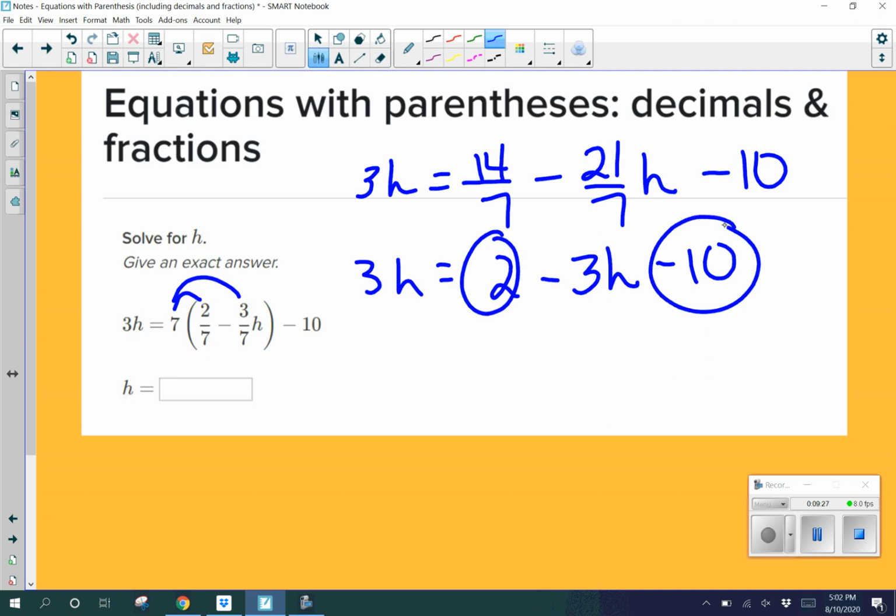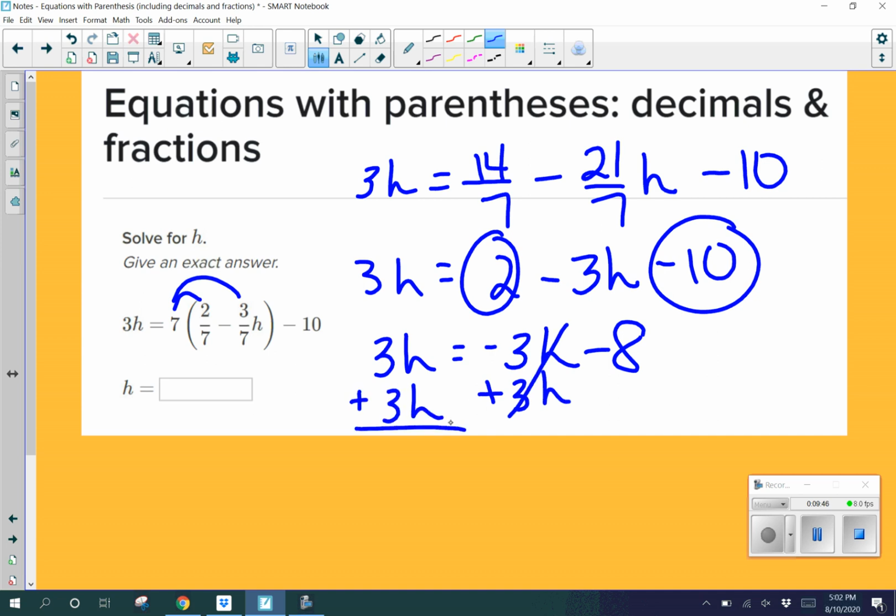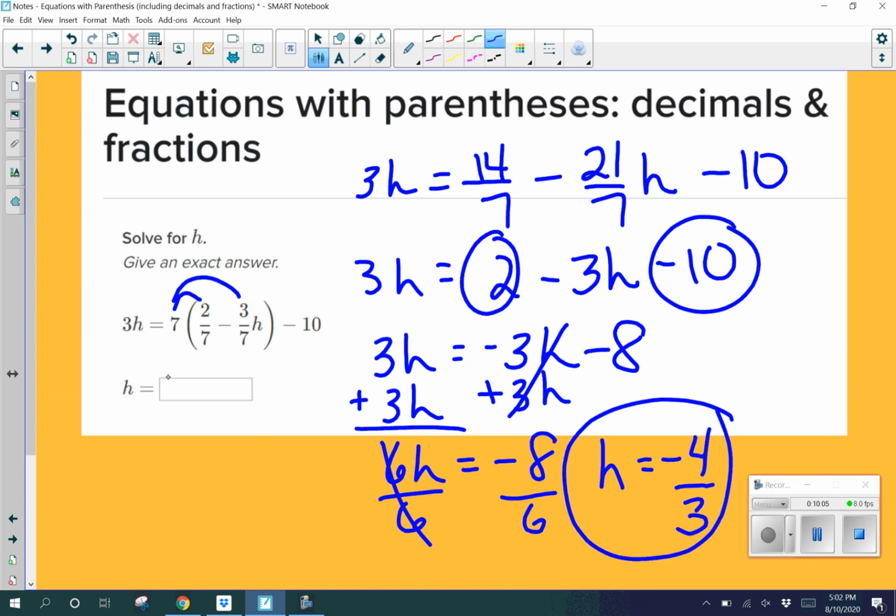Combine like terms. We've got a 2 and a negative 10, which is going to leave me with negative 8, because a positive 2 and a negative 10 we subtract, and we have more negatives than positives. And now to get my variable positive, I'm going to add 3h on both sides. 3h plus 3h is 6h. And my last step is to divide through by my coefficient, leaving us with h equals a negative. I can simplify my fraction. They're both divisible by 2, which leaves me with h equals negative 4/3.